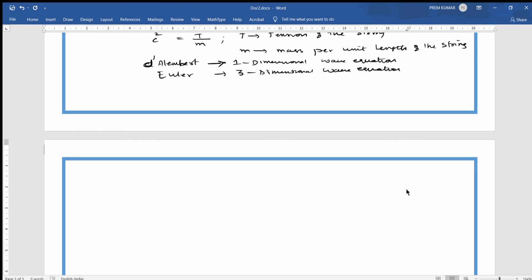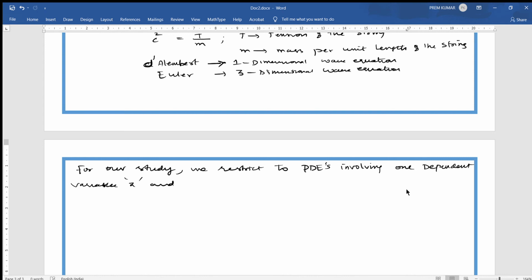Now, for our study, as I have already indicated, we restrict to PDEs involving one dependent variable, say Z, and only two independent variables, say X and Y. Here always Z is my dependent variable, which is a function of two independent variables X and Y, and we use the following notations always.